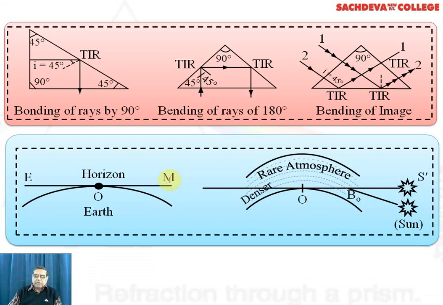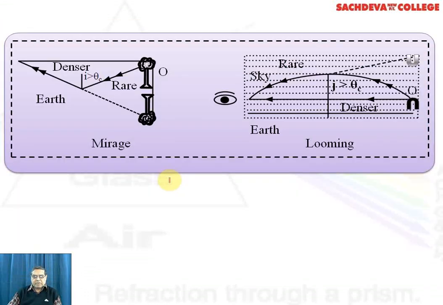Because we assume that air is made up of many layers. Some layers are rarer and some layers are denser, where the density of air molecules is more and where the density of air molecules is less. So obviously the refractive index changes and the appearance of the sun or the star will be slightly different.